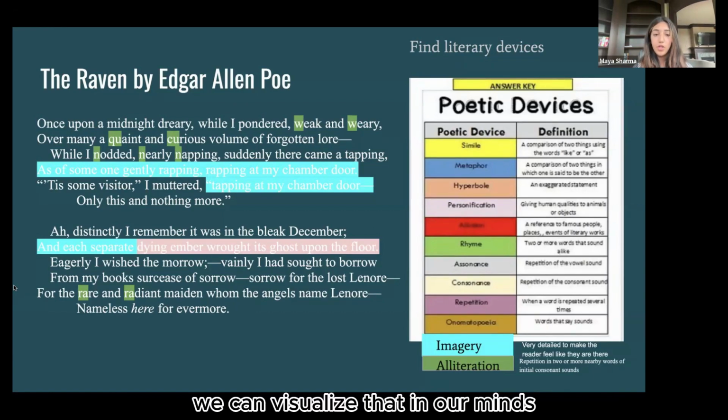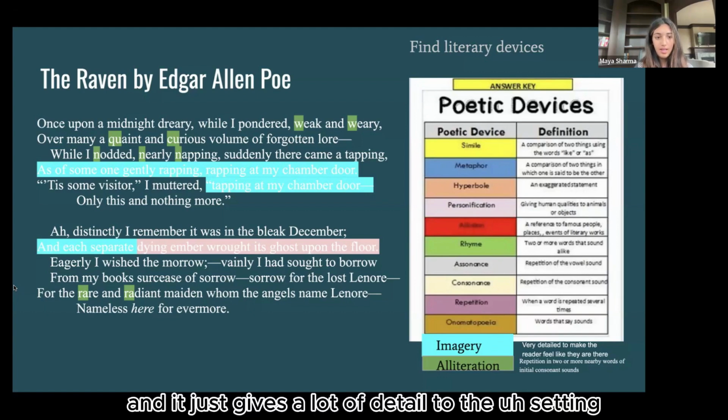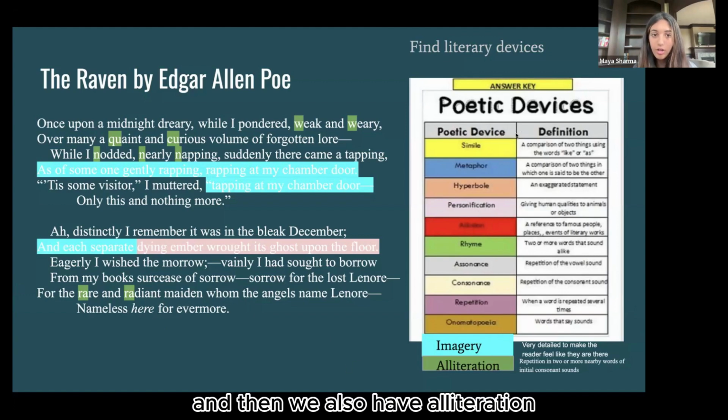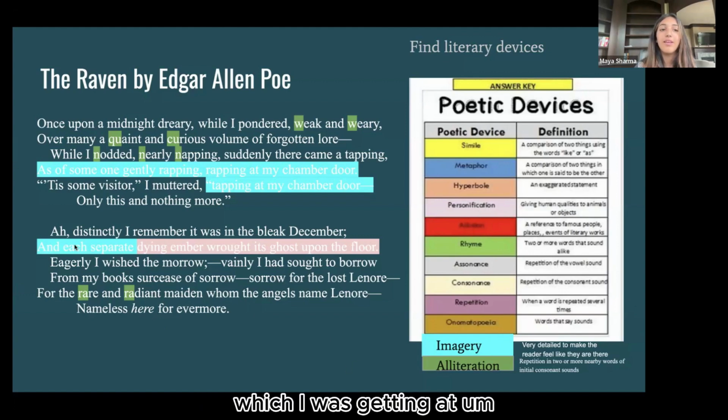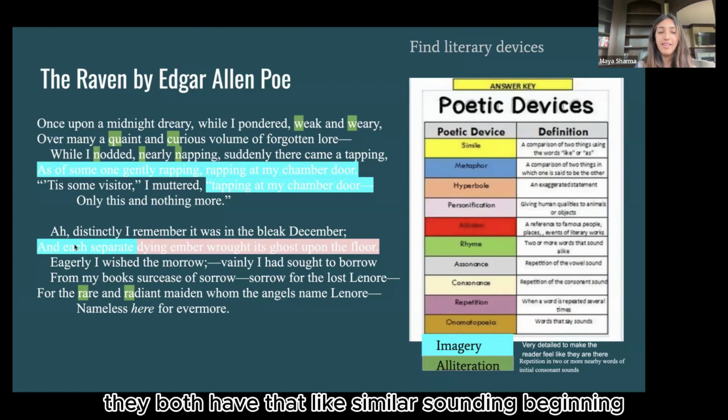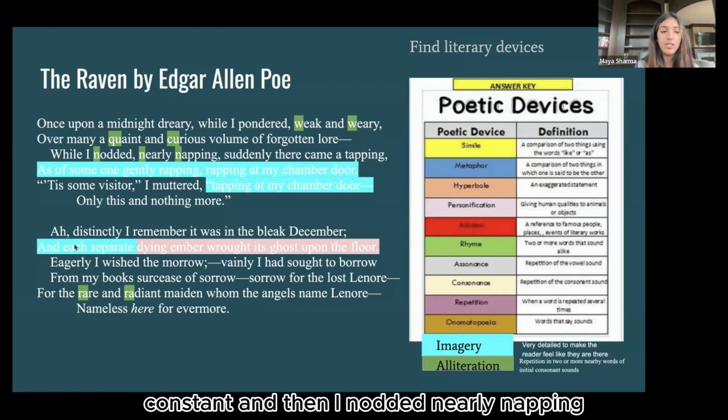We can visualize that in our minds, and it just gives a lot of detail to the setting. And then we also have alliteration, which I was getting at. It was an example earlier. We have weak and weary, quaint and curious. They both have that similar sounding beginning consonant.